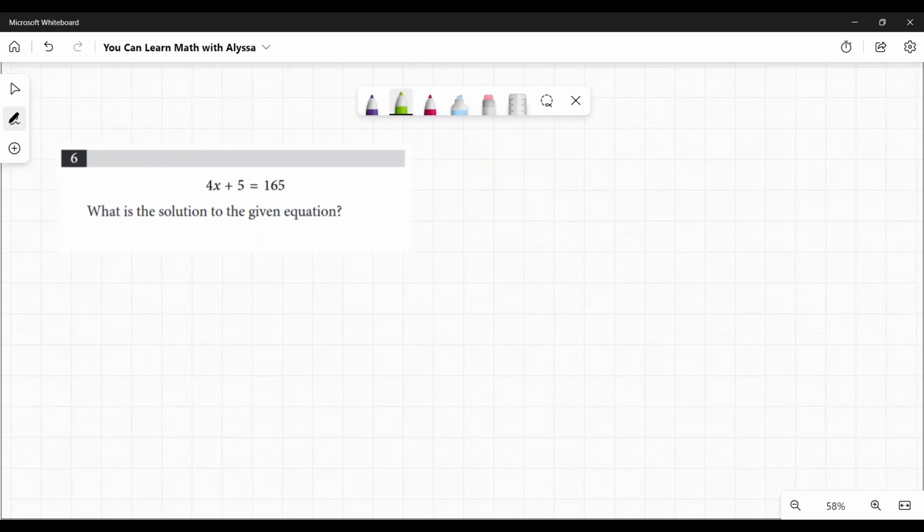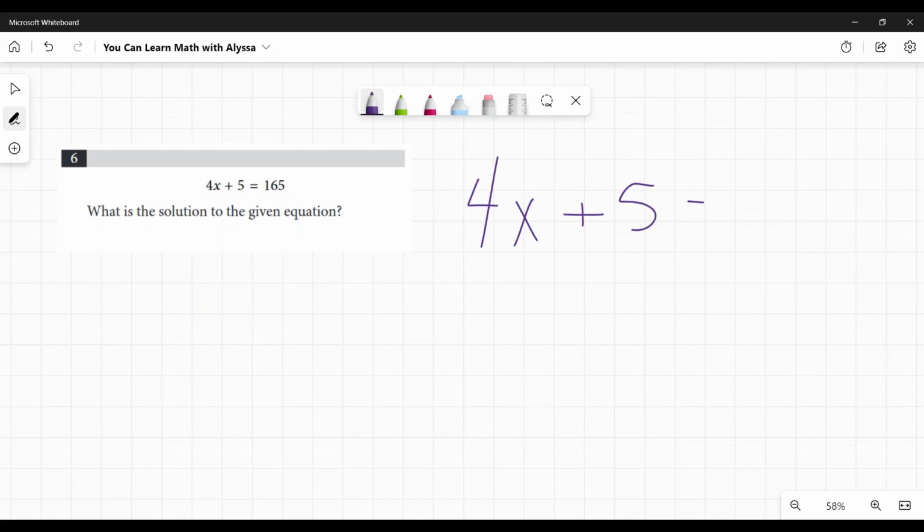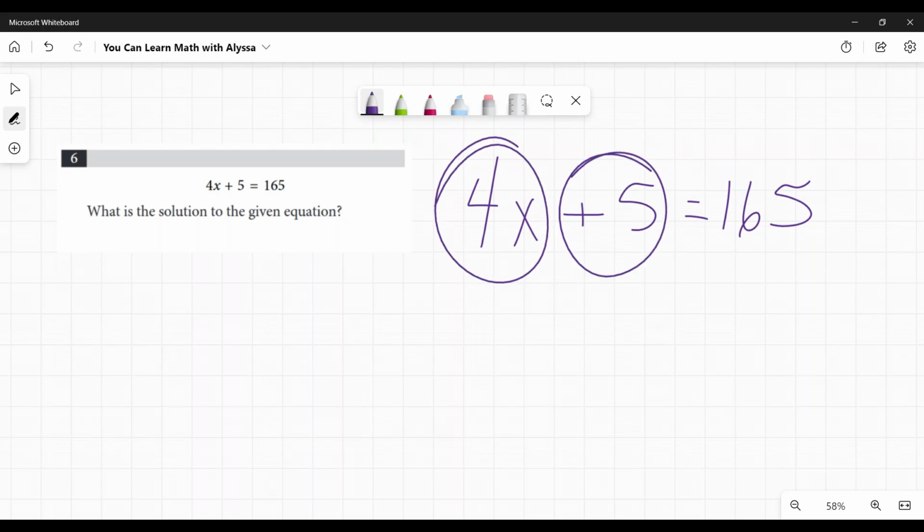Number 6, 4x plus 5 equals 165. What is the solution to the given equation? Another way of answering or asking this question is solve for x. So let's solve for x. 4x plus 5 equals 165. We want to undo everything that's been done to x. So x was multiplied by 4 and then 5 was added to it. We're going to undo those in reverse order.